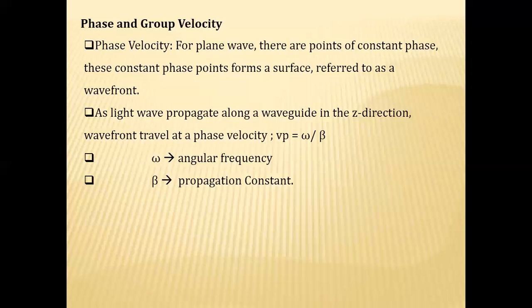So we can see the definition for phase velocity. It can be represented by V suffix P. When a monochromatic light wave propagates along a waveguide in the Z direction, these points of constant phase travel at a phase velocity. That can be represented by V_p, and it is equal to omega by beta, right? Here omega is the angular frequency of the wave, and beta is the propagation constant.